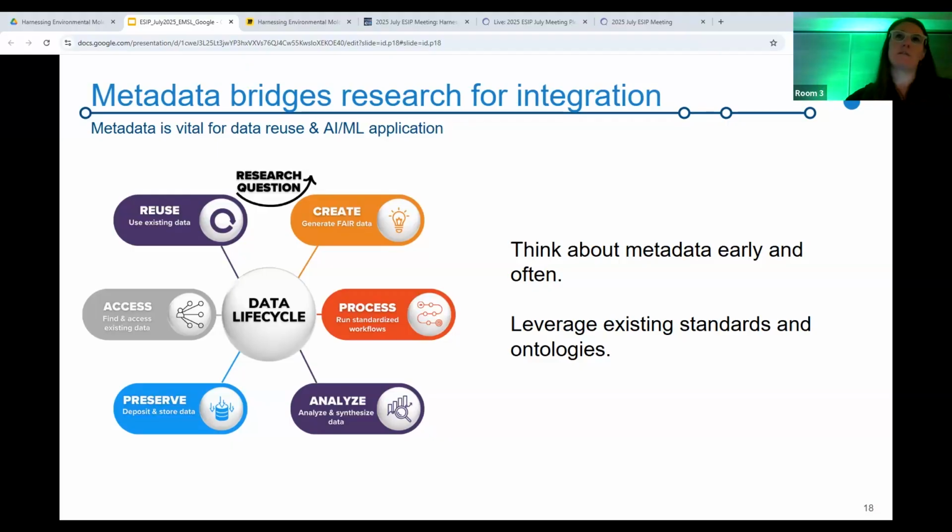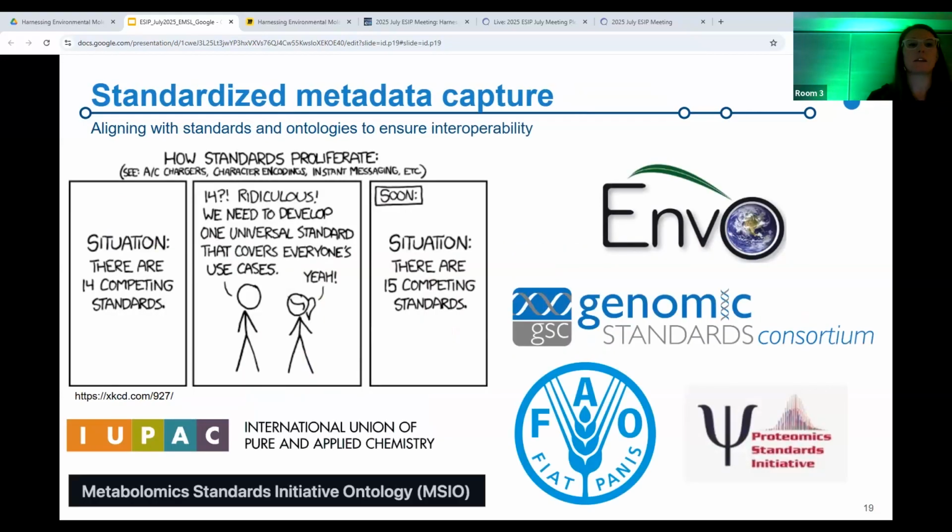But just capturing that information alone isn't enough. You have to also make sure that a machine can understand it. And when a machine or a human looks at your data in comparison to other data, that it actually knows what it's talking about. That's where leveraging existing standards and ontologies is really important to ensure data harmonization.